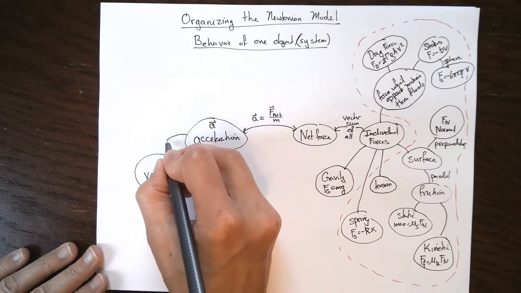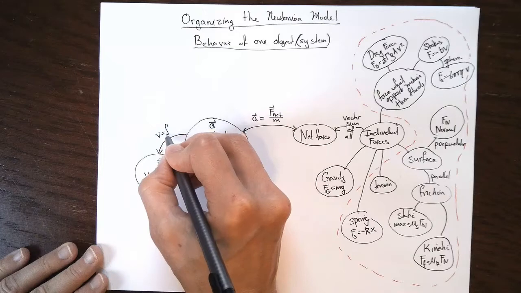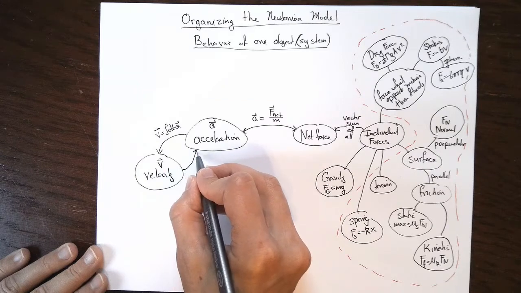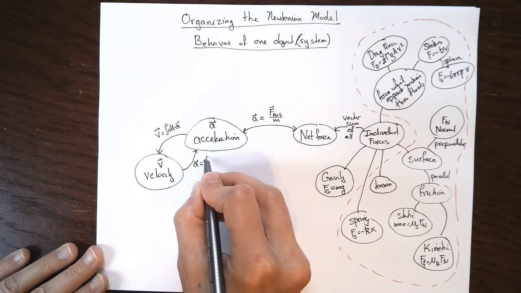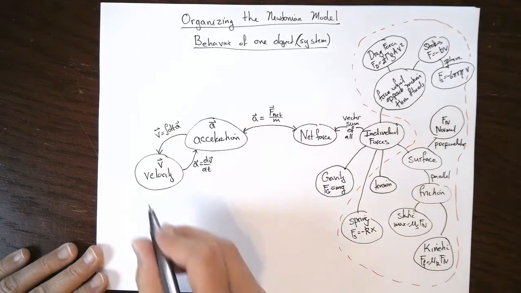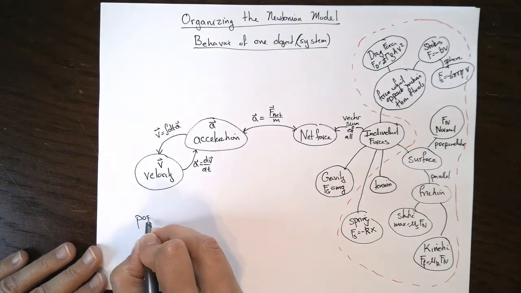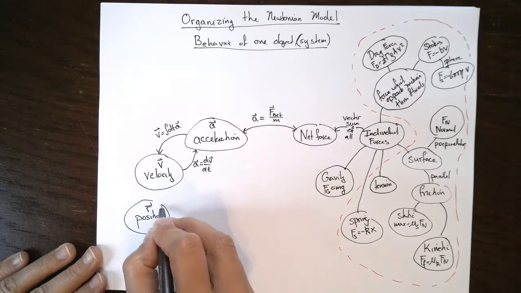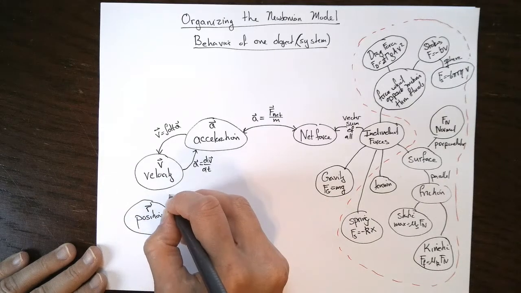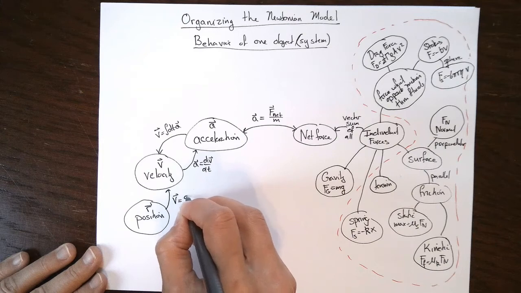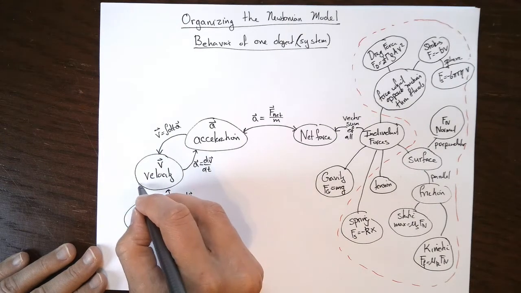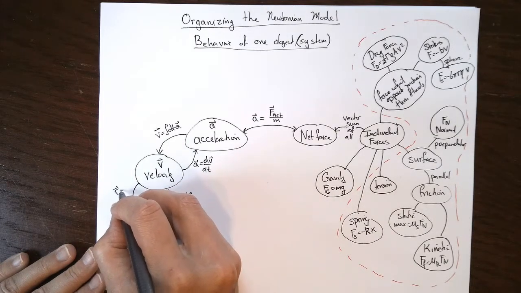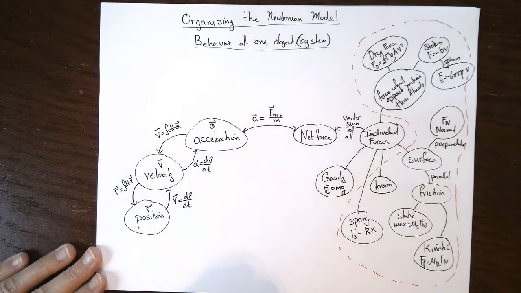To go from acceleration to velocity, we take the integral of the acceleration. If we have the velocity and want to go back to the acceleration, we take the derivative of the velocity. And if we've got velocity, we can go to position, which we symbolize as a vector in 3 dimensions as r. To go from position to velocity, we take the derivative of the position. To go from velocity to position, we take the integral of the velocity.